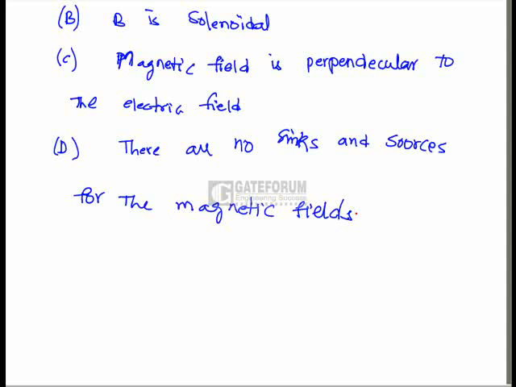Question is, which one of the following statements does not pertain to the equation div dot B equals 0? Option A, single magnetic pole cannot exist. Option B, B is solenoidal. Option C, magnetic field is perpendicular to the electric field. Option D, there are no sinks and sources for magnetic fields. Here, div dot B equals 0 means it is a solenoidal field. That is, option B is correct.